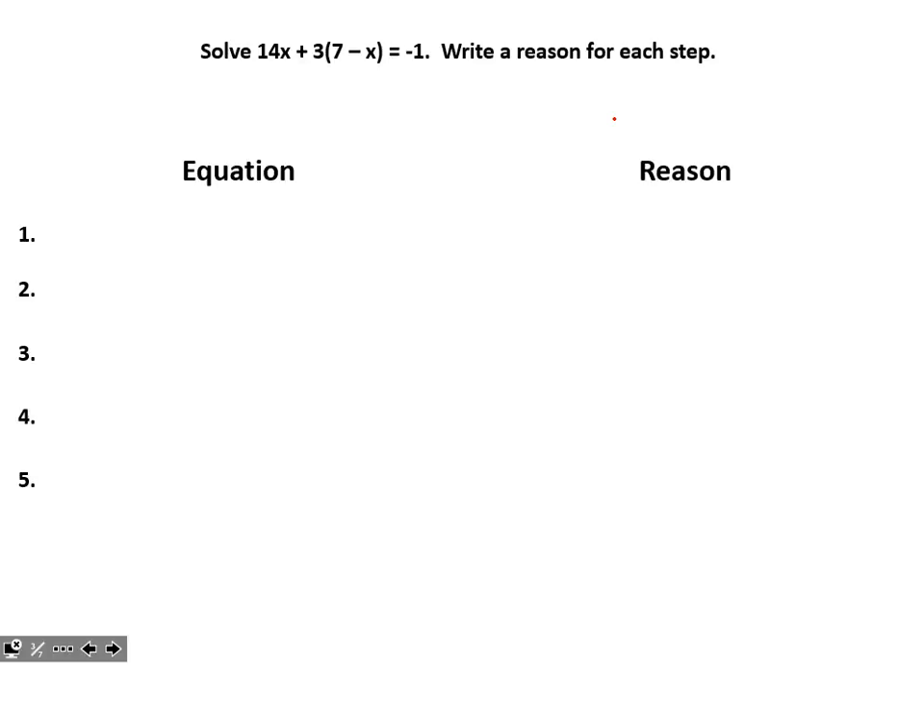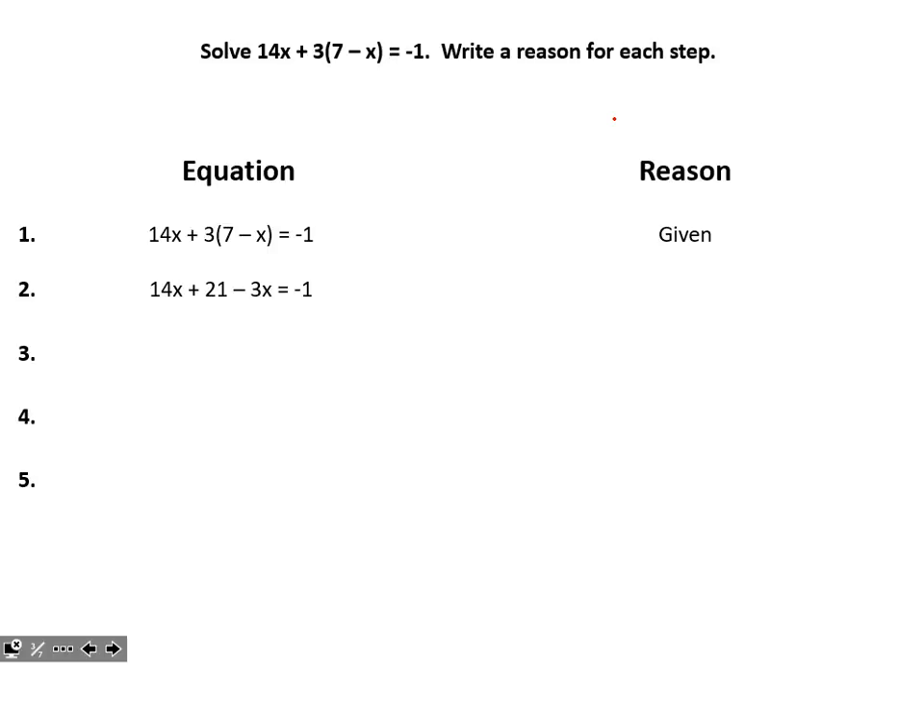Solve 14x plus 3 times 7 minus x equals -1. Write a reason for each step. Notice I took out that middle column of the explanation. You don't really need that when you write a proof. It's the information and the reason. Our information, start with the original equation. What's our reason? Given, right?